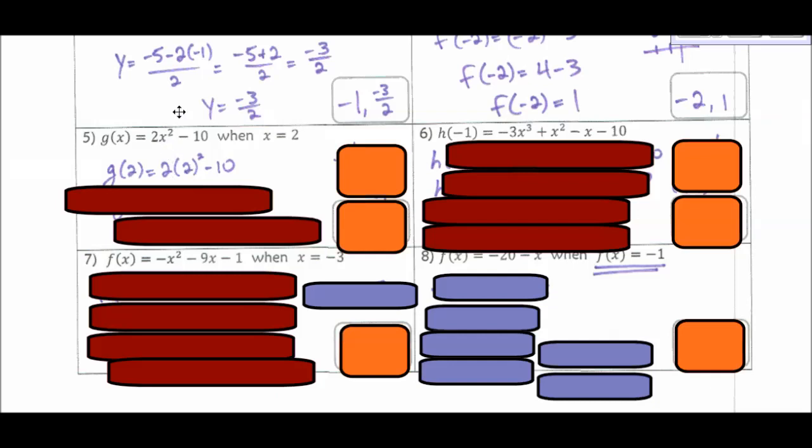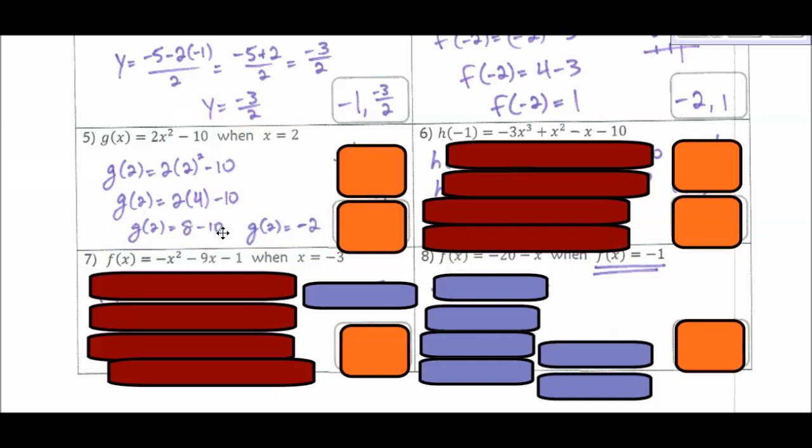Follow order of operations, so I'm doing my exponent first. That gives me 4. It's 2 squared. And then I'm going to do the multiplication. 2 times 4 is 8. And 8 minus 10 is a negative 2. So g of 2 equals negative 2. And that is the point, 2 comma negative 2. That's my y value in the coordinate plane. And that's what that graph would look like, 2, negative 2.